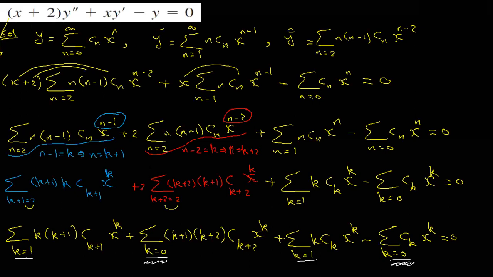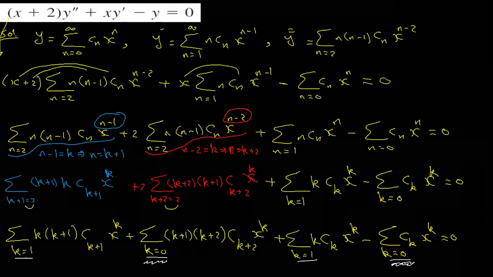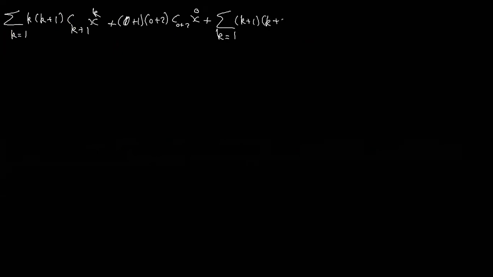I'm going to expand 0, please, now. So for this, I'm going to expand 0. So it is 0 plus 1. Let me write here plus 0 plus 1, 0 plus 2, C 0 plus 2, x to the 0, plus the same summation, but now my k will start from 1 because I plug in the 0. So it is k plus 1, k plus 2, c k plus 2, x to the k.